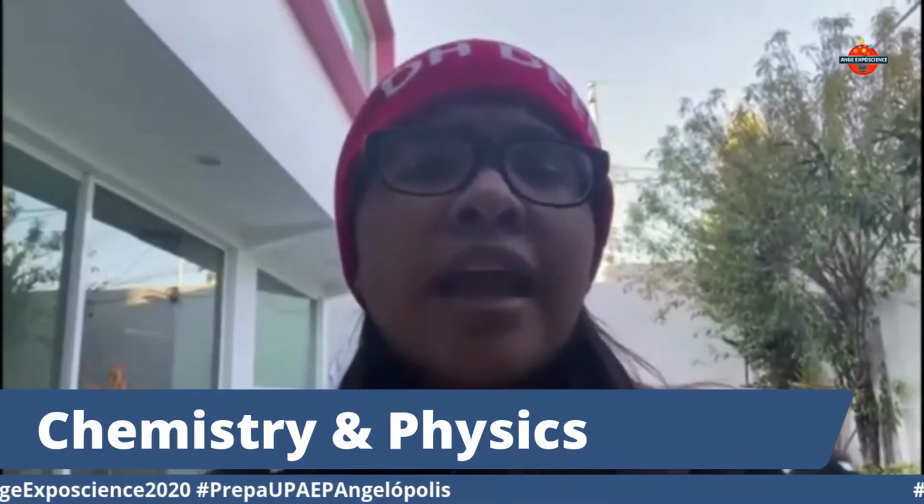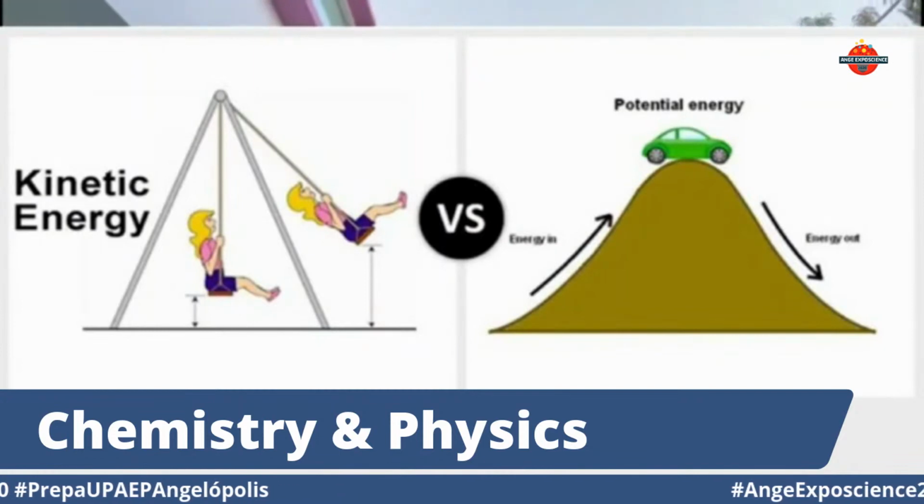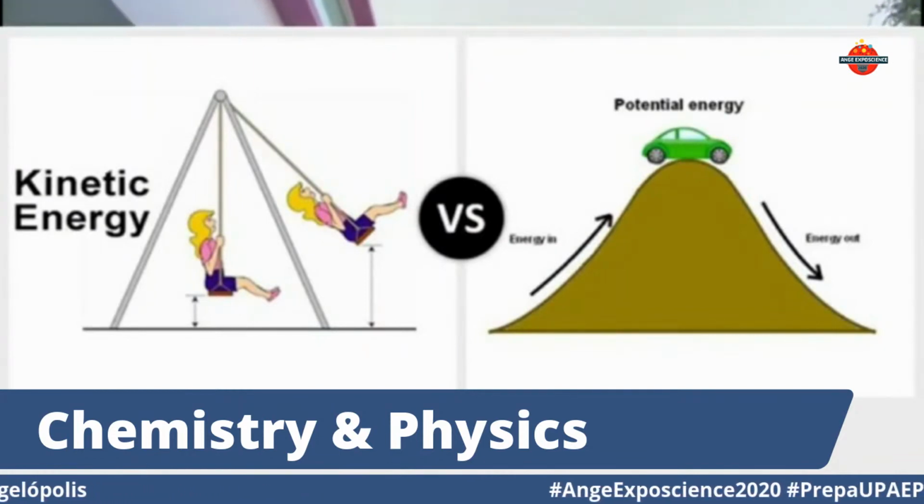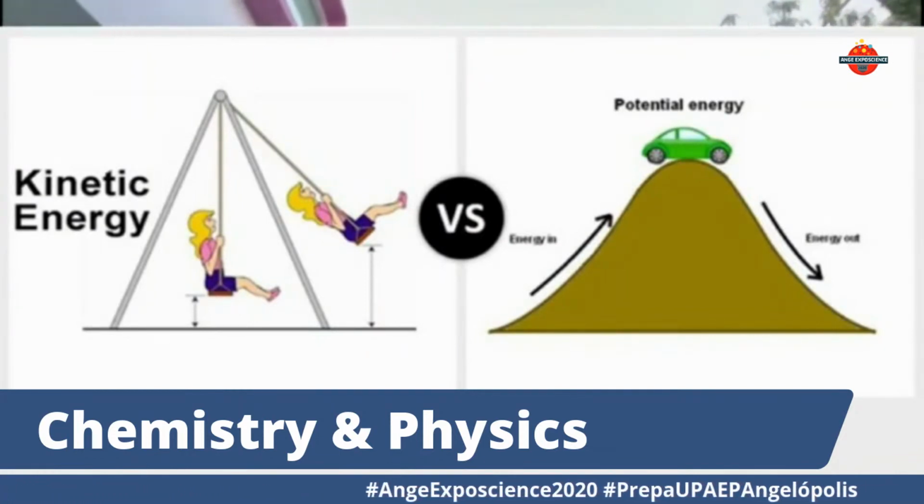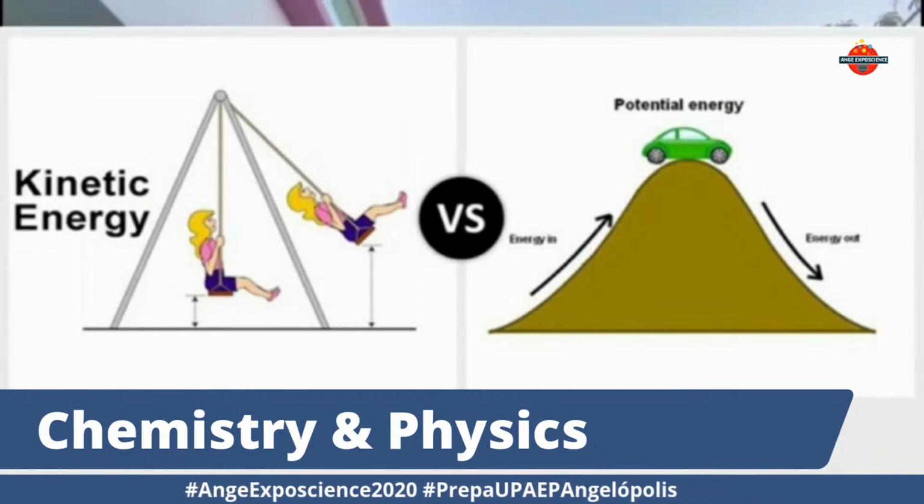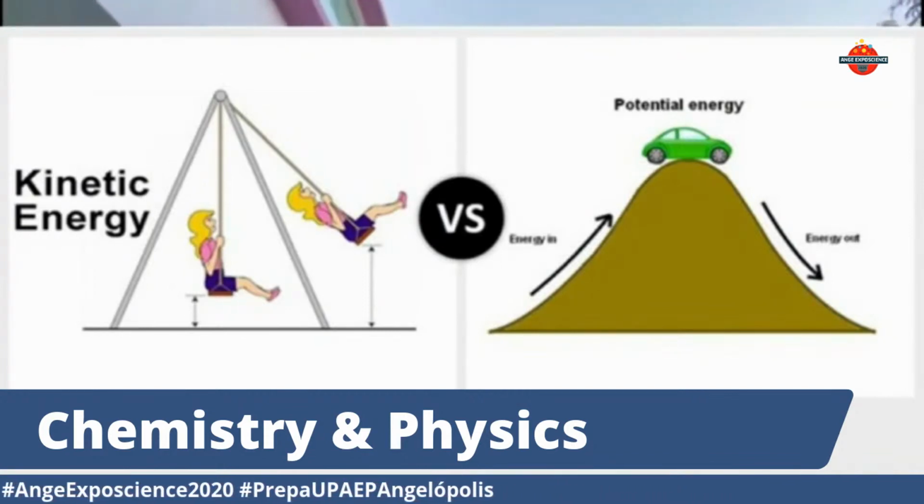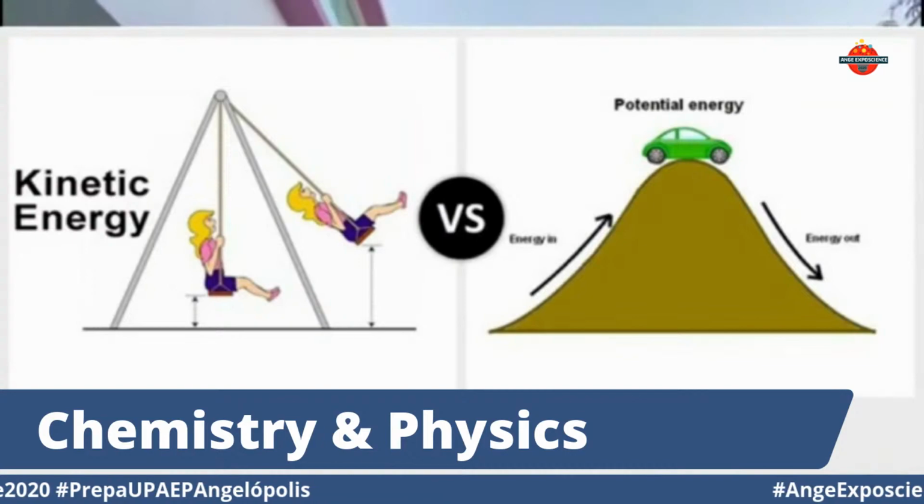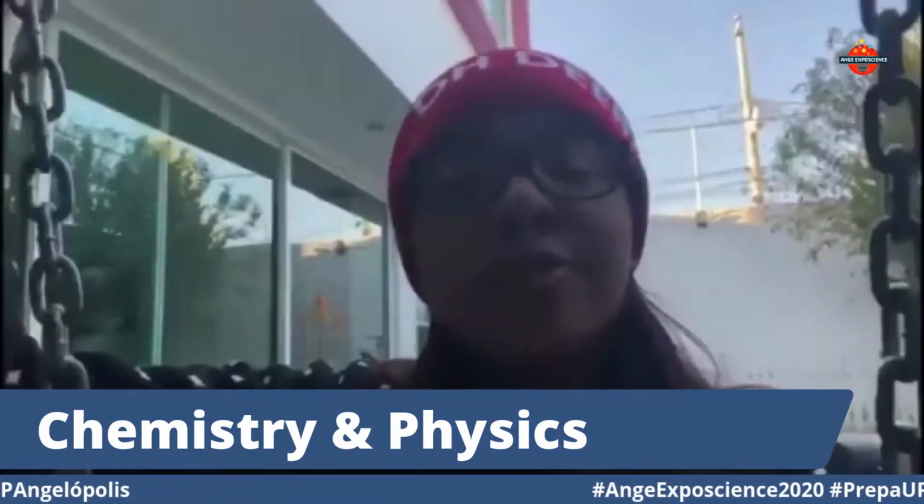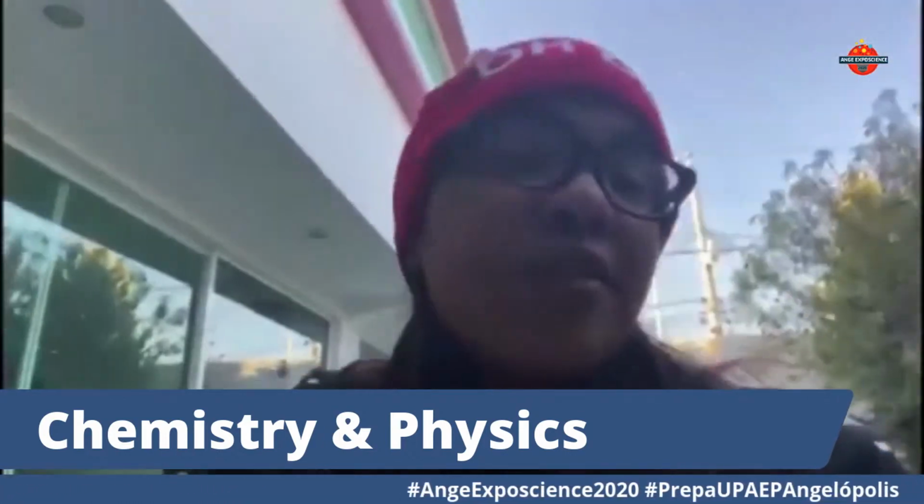The kinetic energy is all the energy that objects get from movement, like that kind of movement. And the potential is the energy that an object gets from its position, and all the energy is stored there. For example, now I'm on a swing, so this is like a kind of potential energy.